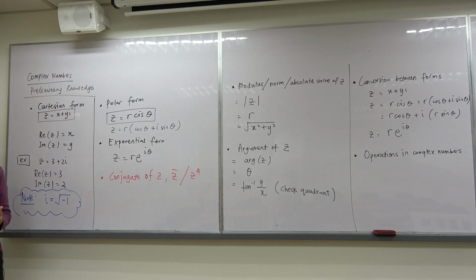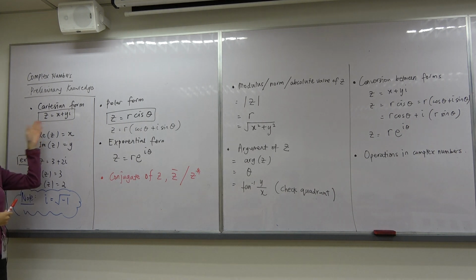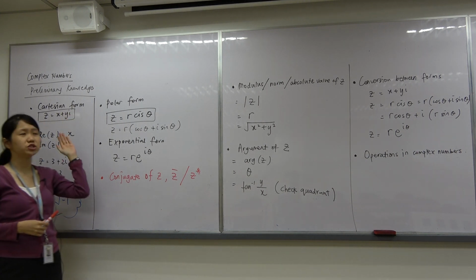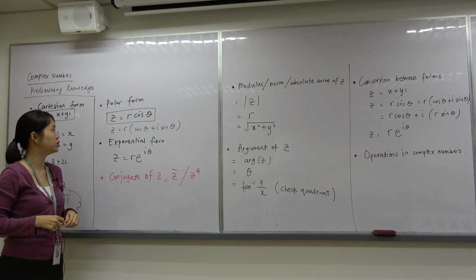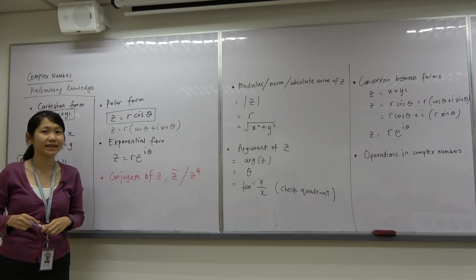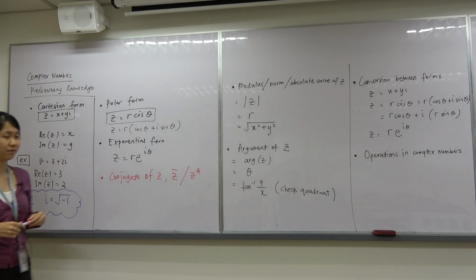You should know by now that we have the Cartesian form, which is z equals x plus yi. We have the polar form, which is z equals r cis theta. We have one more, the exponential form, which is z equals r e to the power i theta. Let's start with Cartesian form.